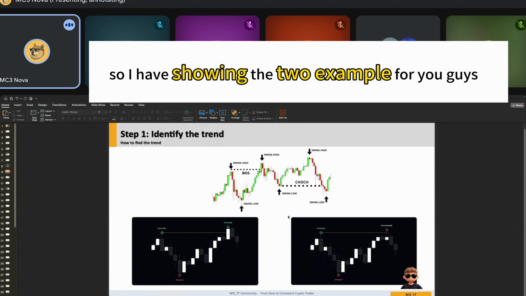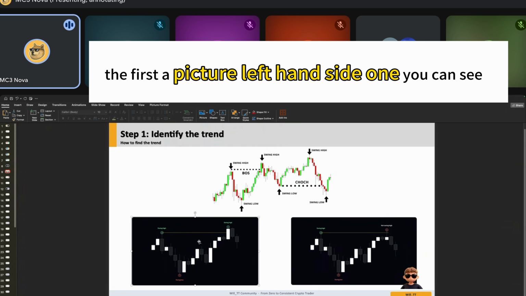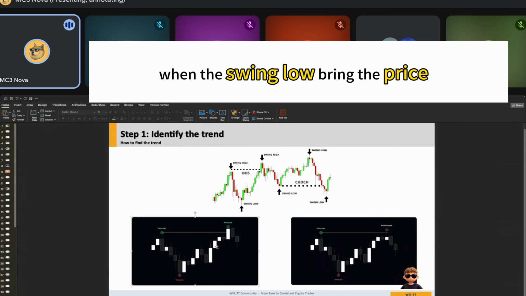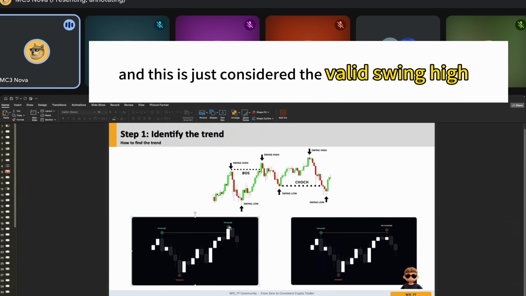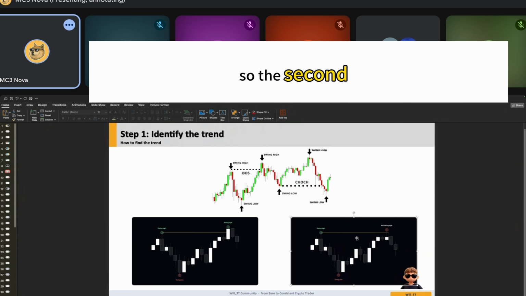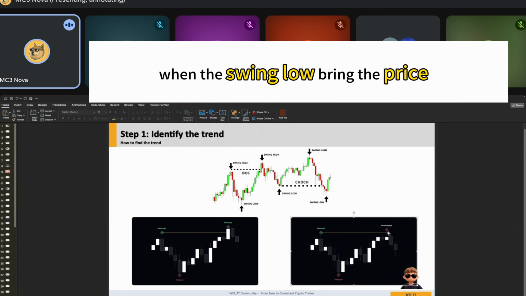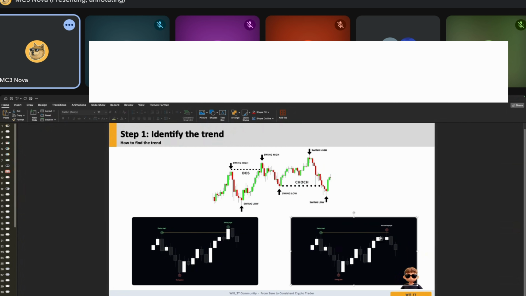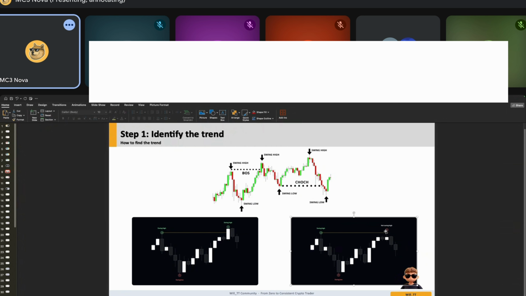So I have shown two examples for you guys. In the first picture, on the left-hand side, you can see the swing low brings the price to break the previous swing high, and this is considered a valid swing high and valid swing low. In the second example, on the right-hand side, the price goes up in the uptrend, but the price didn't break the swing high. It's just showing a wick.